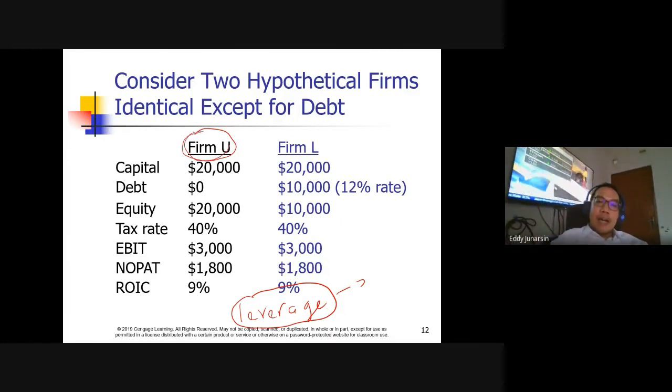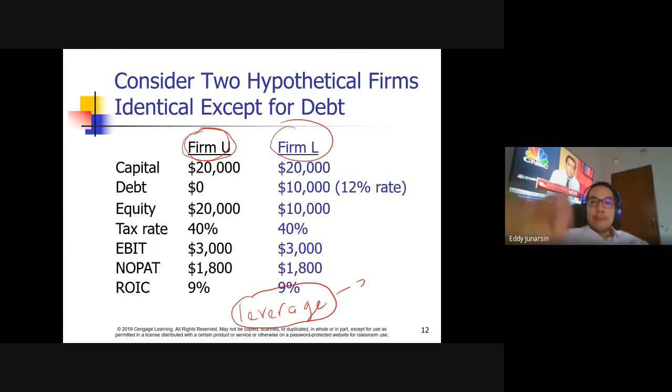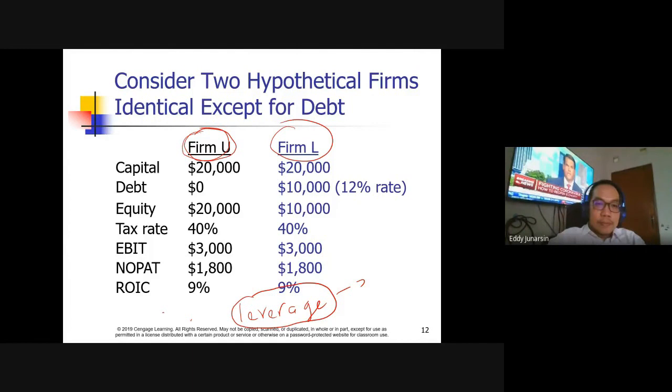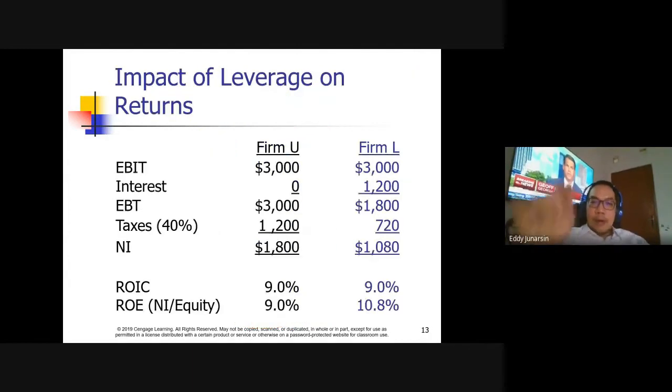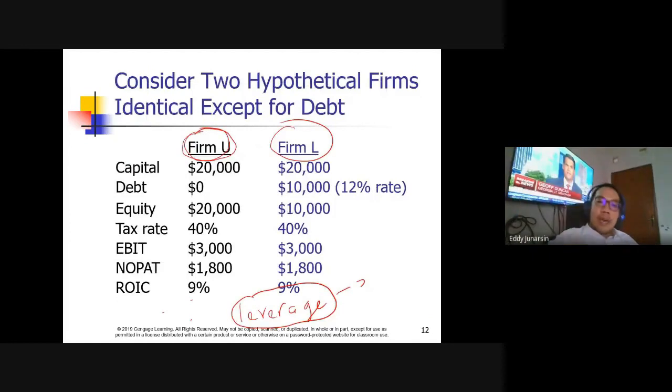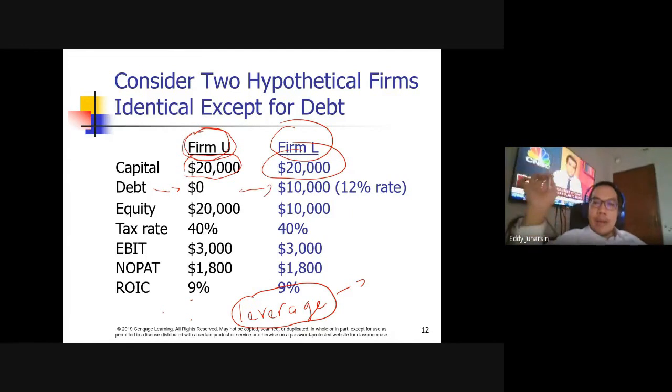So U is the unlevered firm, and L is the levered firm, the firm with leverage, or with debt. So you see the difference here. Firm U, the unlevered firm, has a capital of 20,000, or 20 million, maybe in thousands. The unlevered firm has no debt, zero debt policy. Whereas the levered firm employs $10,000 debt, and the cost of debt is 12%. It's informed here that the cost of debt is 12%.